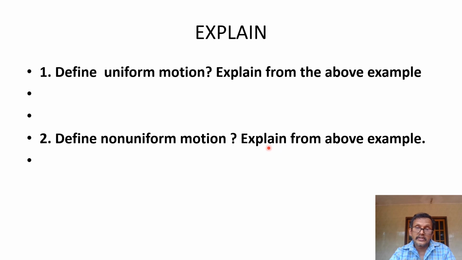Define non-uniform motion and explain from the above example. Non-uniform motion means if the body travels different distances in the same intervals of time, then that is called non-uniform motion. For example, in 10 seconds 100 meter, in another 10 seconds 150 meter, and in another 10 seconds 200 meter, like that. In that way you can give the example for these questions.